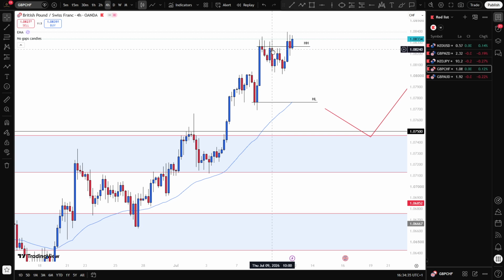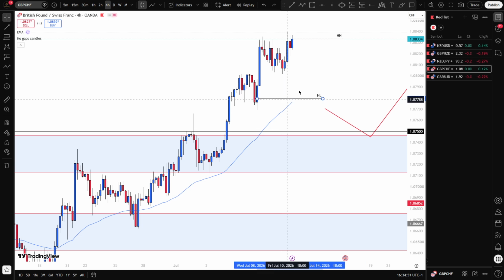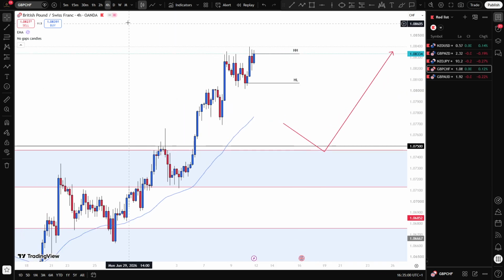So we are still bullish on the 4-hour time frame. When the market came down here and body closed above this place, we now have a higher high, and this is the higher low. So currently, the 4-hour time frame is bullish.